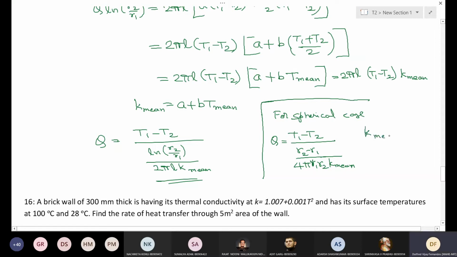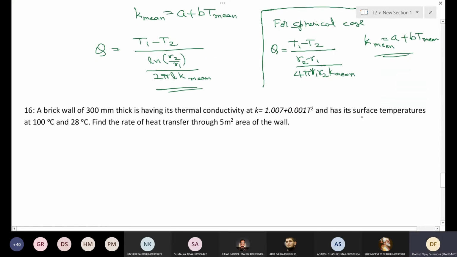Or if you are using K0 into (1 plus beta T), then K mean is A plus B T mean. It depends, but the formula will not change. So we'll take up a few problems now.